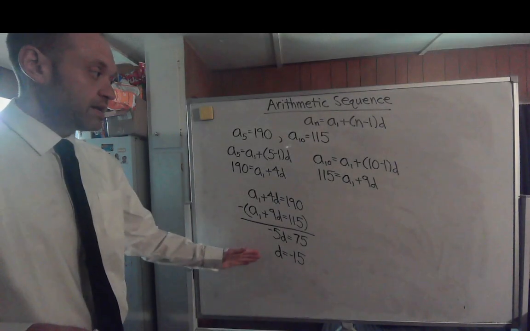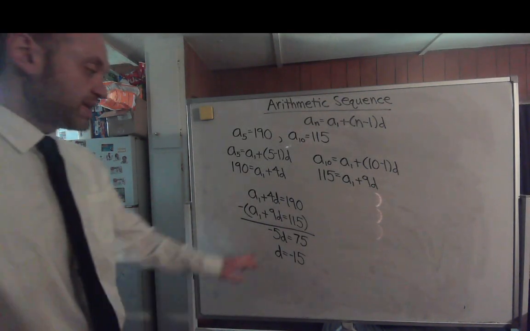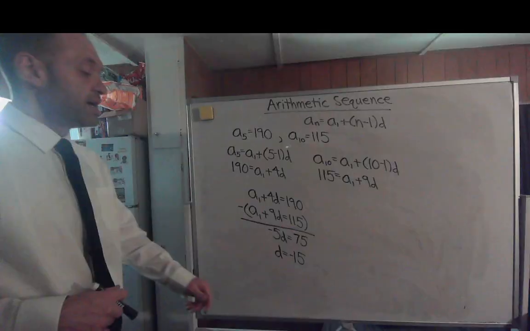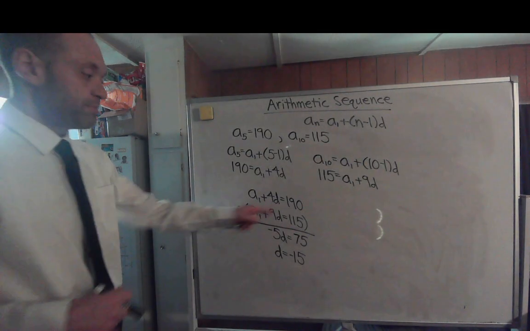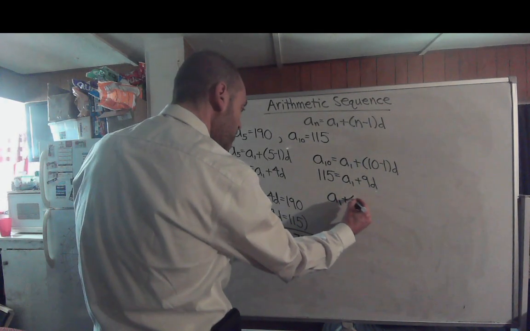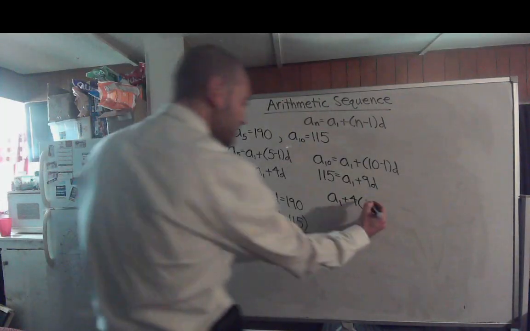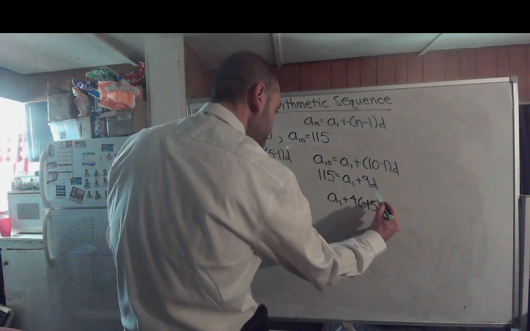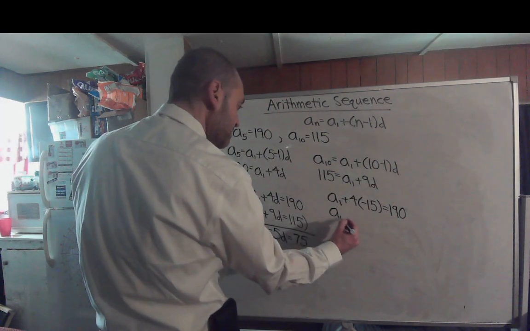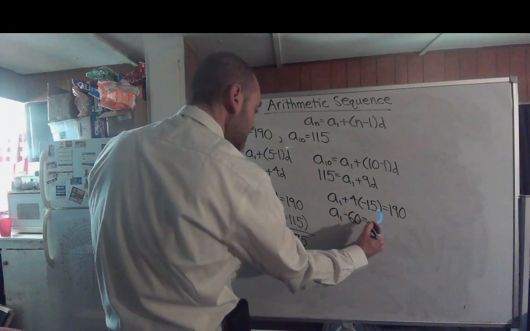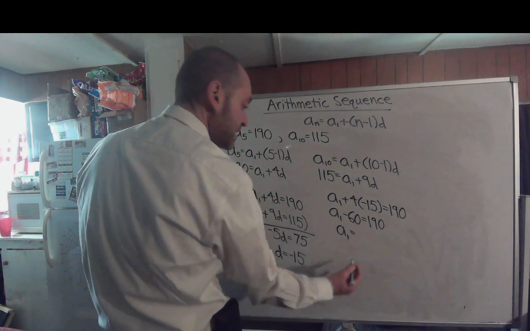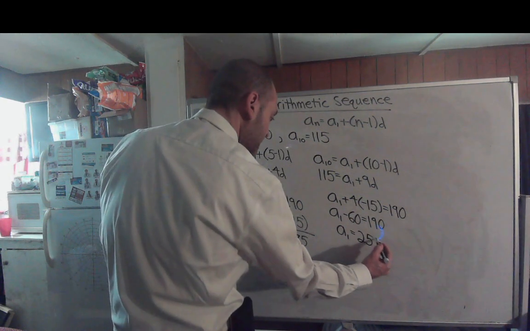All we have to do now is substitute that into one of these equations and solve for the a sub 1 term. Let's take this top equation. So a sub 1 plus 4 times my common difference of negative 15 equals 190. So a sub 1 minus 60 equals 190. That means my first term, a sub 1, is 250.